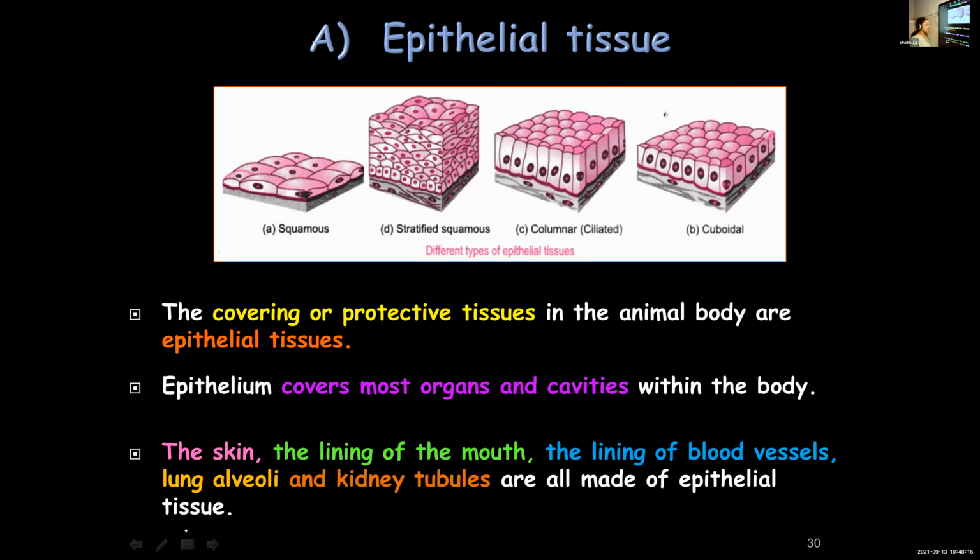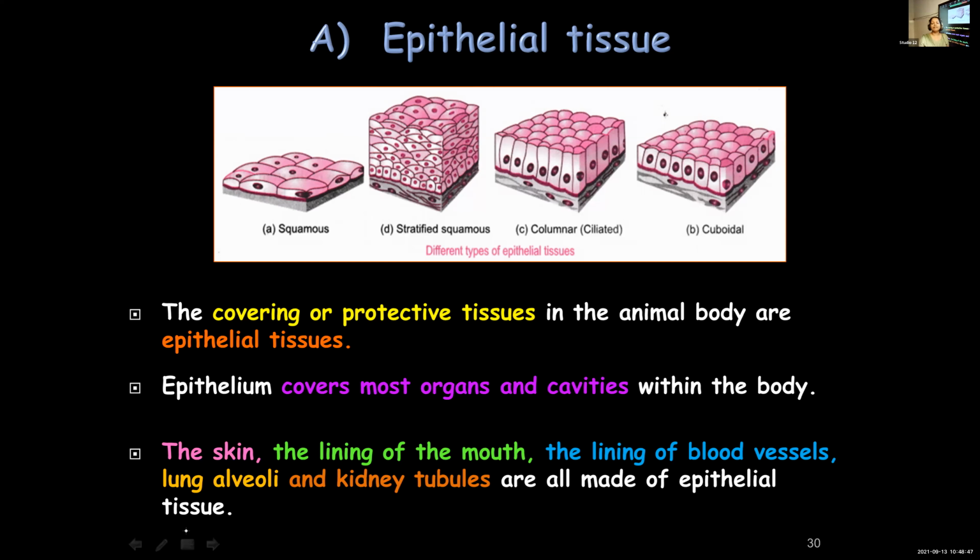Some examples where you can find epithelial tissue: skin. Skin is made up of epithelial tissue. The lining of the mouth. The mouth cavity is lined by epithelial tissue. Blood vessels, lung alveoli, and kidney tubules are all lined by epithelial tissues. The lining of the blood vessel, the covering of the blood vessel, and lung alveoli.